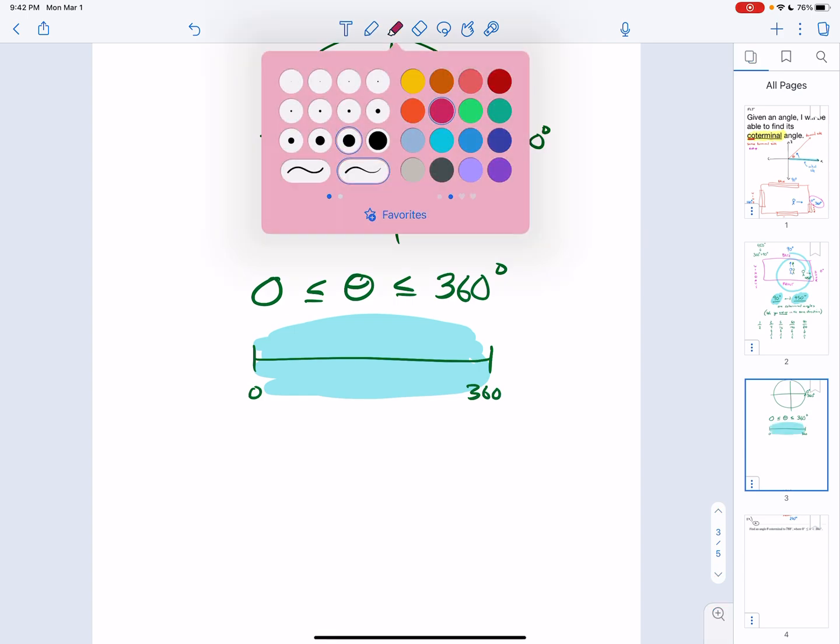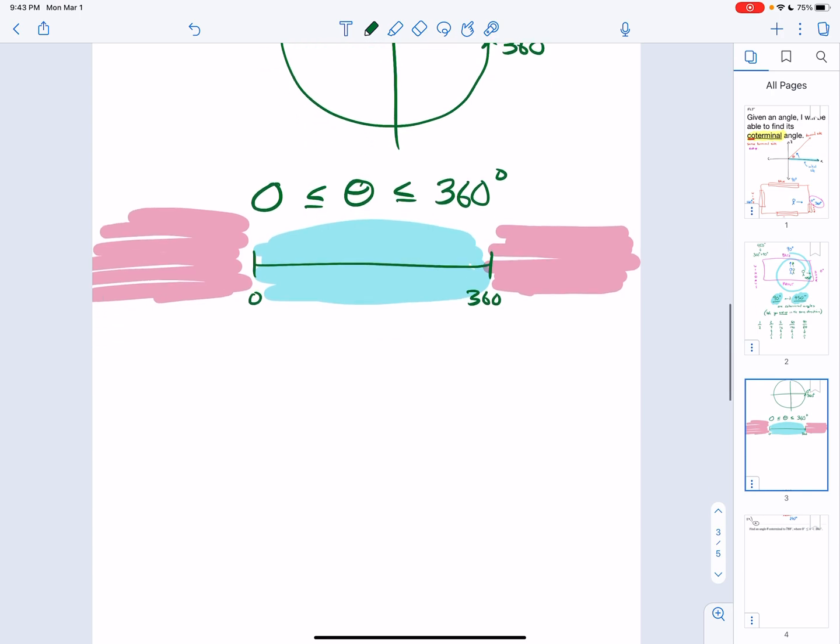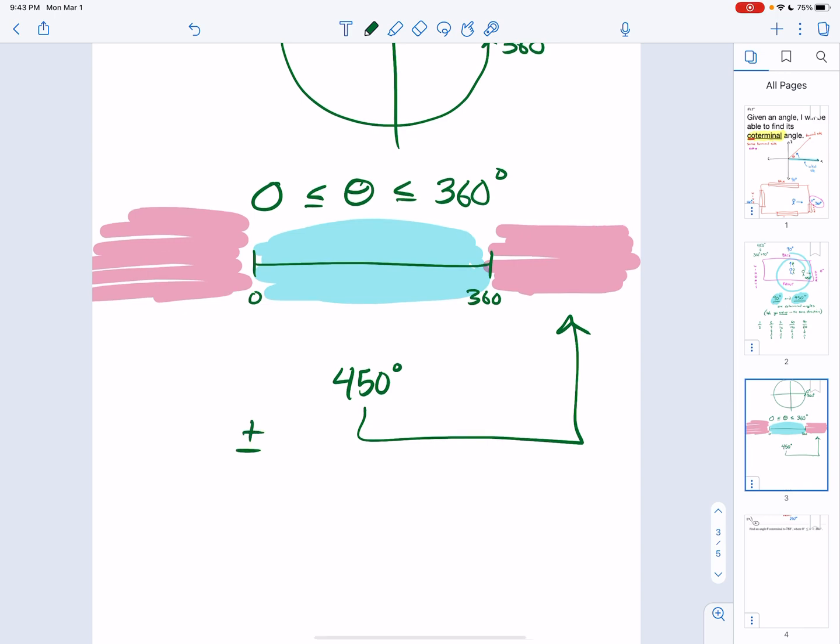Now, what if you end up getting angles that are bigger than 360 or less than 0? This is why you're learning coterminal angles. You want to be able to recapture this angle so that it's a value that you recognize. So for instance, let's say that we had 450 degrees. 450 degrees is somewhere beyond 360. So what we're going to do is we're either going to add or subtract 360 degrees.